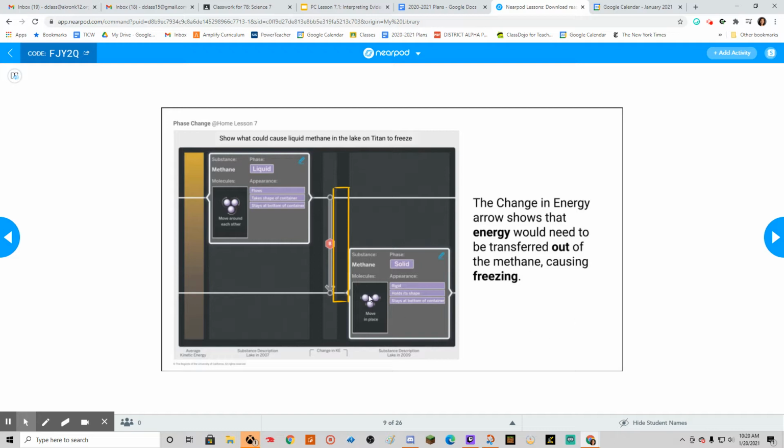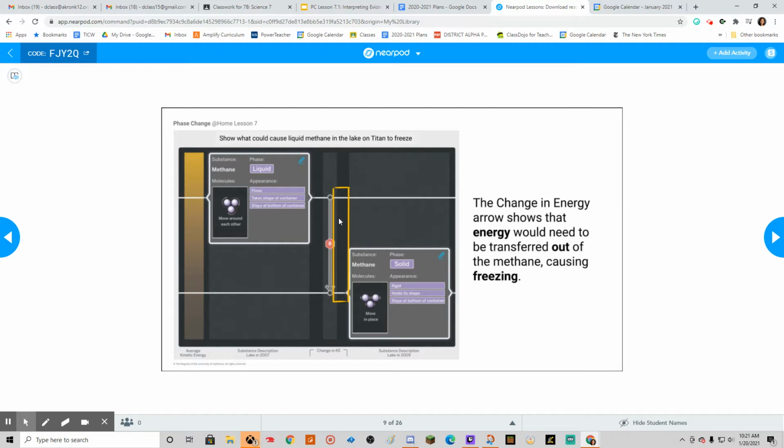So a couple lessons ago, we looked at a model that a student had made of the freezing. So we started with a liquid, where the molecules move around each other. They chose the appearance, and then the solid. The molecules move in place, and what that looks like. So now we're adding to that particular model. And the first thing that was added is this arrow.